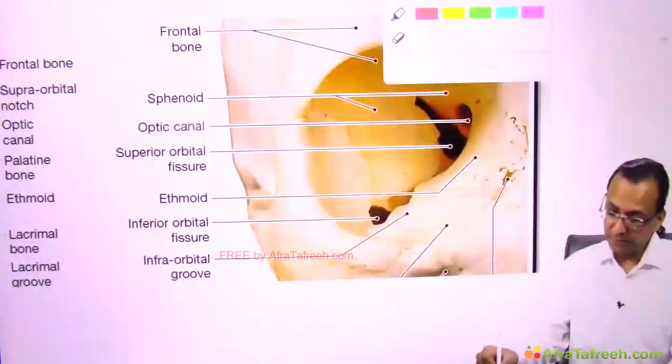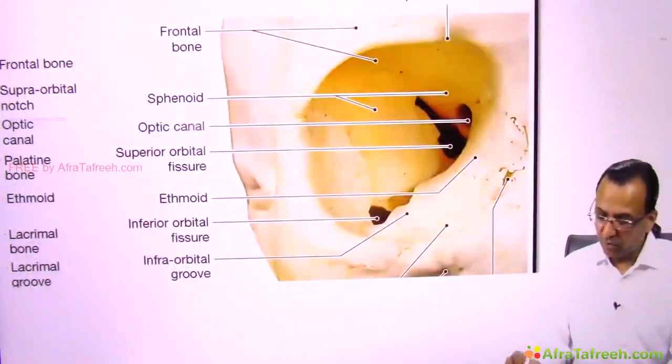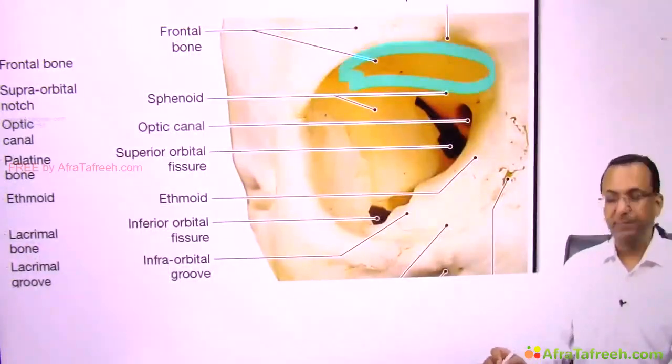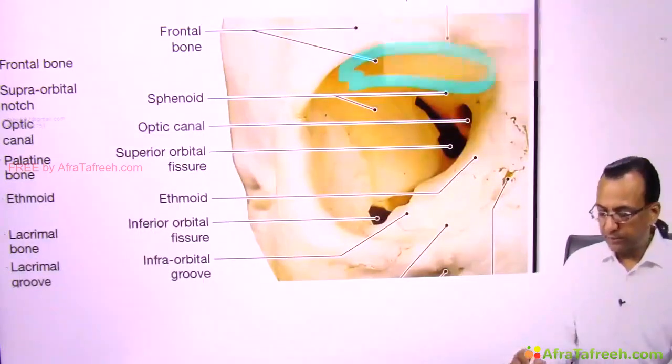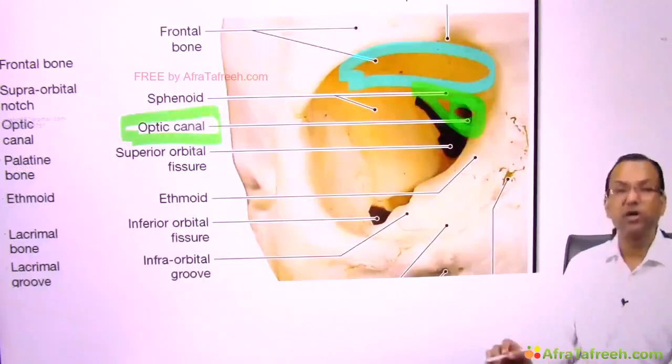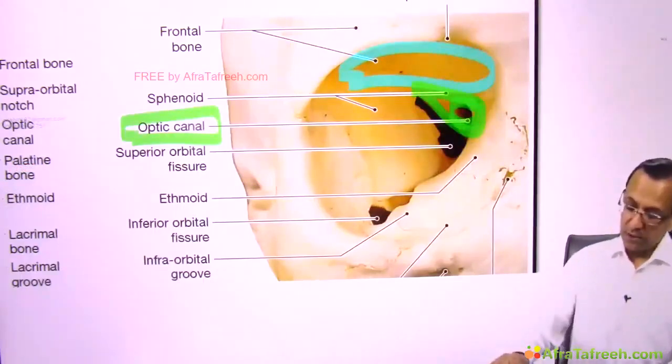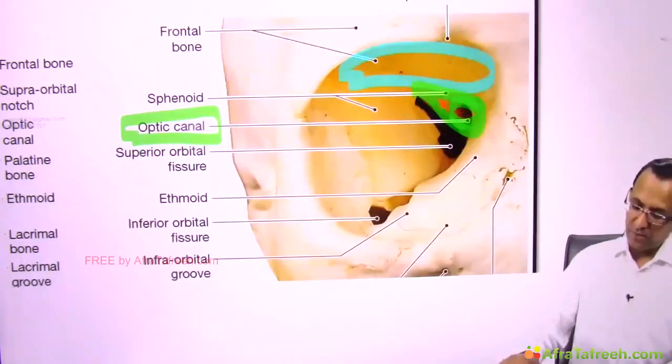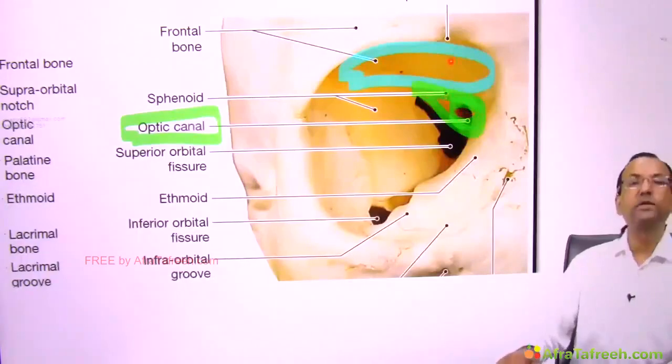As I'm magnifying, you can see the details. What I'm telling you is, this is the frontal bone on the roof. And who else is there? It is the lesser wing of sphenoid having an opening, which is called the optic canal. You remember the optic canal is an opening in the lesser wing of sphenoid? So you're telling the optic canal is an opening in the lesser wing of sphenoid, which is forming the roof of the orbit, 2 bones at the roof of the orbit.